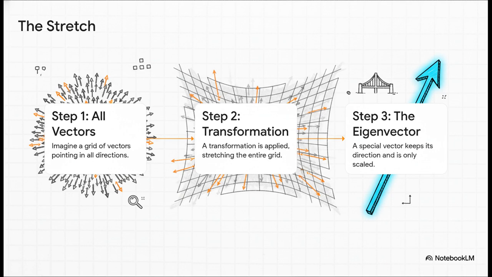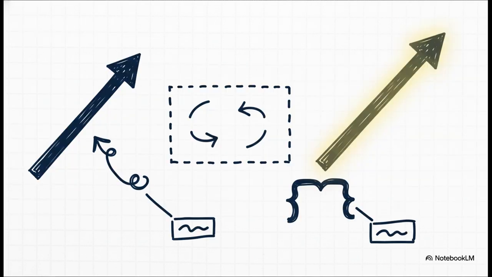But, and this is the cool part, there's going to be at least one special arrow that, even though it gets stretched longer, it keeps pointing in its exact original direction. That special unchanging direction, that's the whole key. So that special arrow, that special vector, that's what we call an eigenvector. And the name actually gives us a big clue.